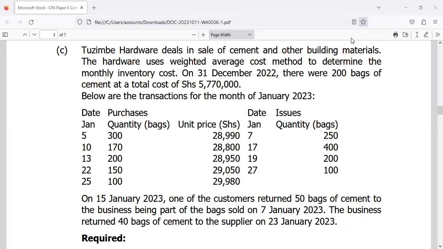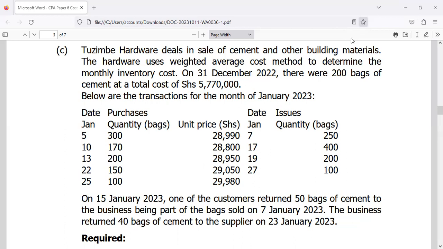Let's look at our scenario. Tuzimbe Hardware deals in the sale of cement and other building materials. The hardware uses the weighted average cost method to determine the monthly inventory cost. On 31st December 2022, there were 200 bags of cement at a total cost of shillings 5,770,000. So that is 31st December 2022.